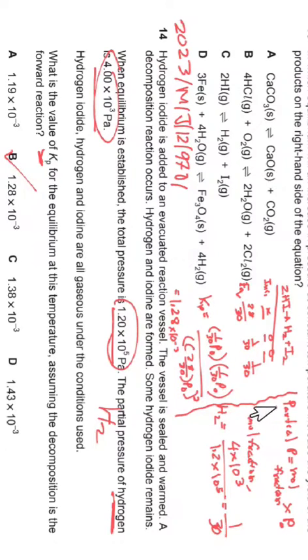So we know that the partial pressure is equal to mole fraction into total pressure. So the mole fraction would be partial pressure by total pressure, that is 1/30. So we know that the mole fraction is 1/30. That means the mole fraction of hydrogen is 1/30. So the mole fraction of iodine is also 1/30 since they are of the same mole.